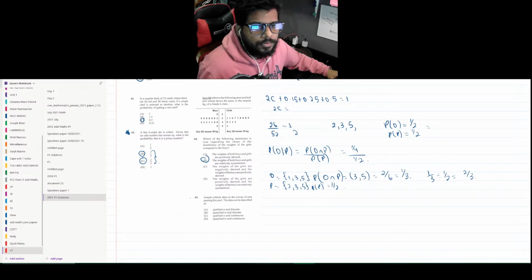And the last one, Joseph collects data on 4 cars passing in his yard. The data can be described as qualitative and discrete. It wouldn't be quantitative. He's just collecting data on colors, so it wouldn't be quantitative. So it can either be A or C, and it is for colors of cars, so different colors, so it'll be discrete. So A.